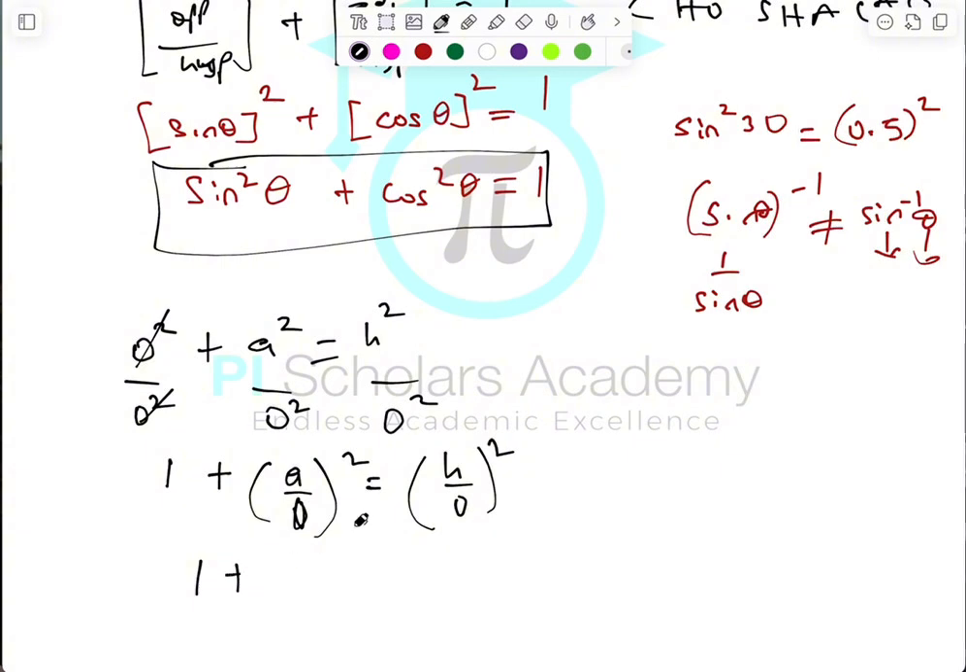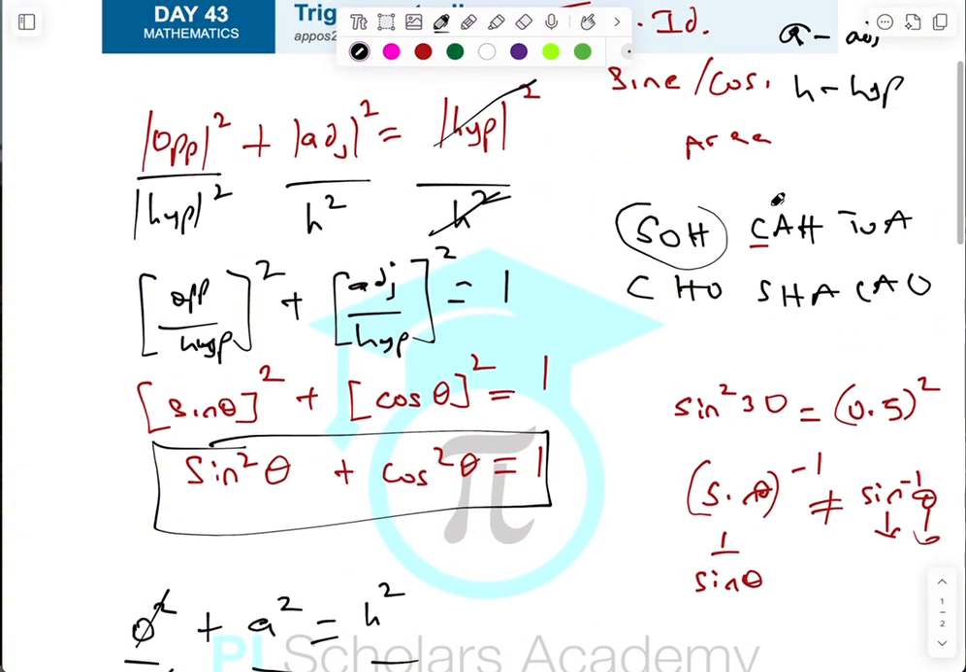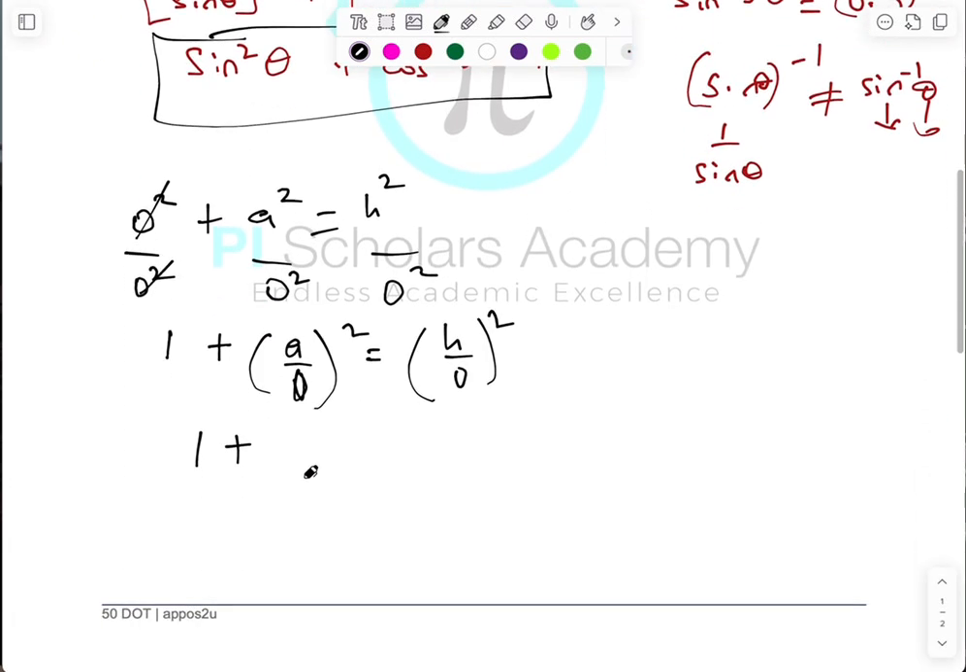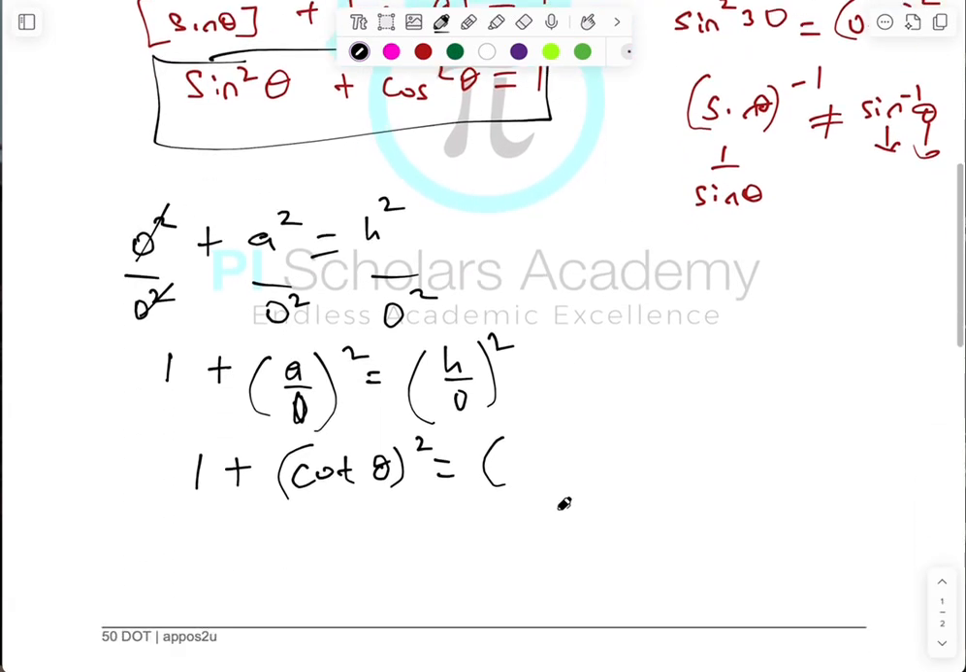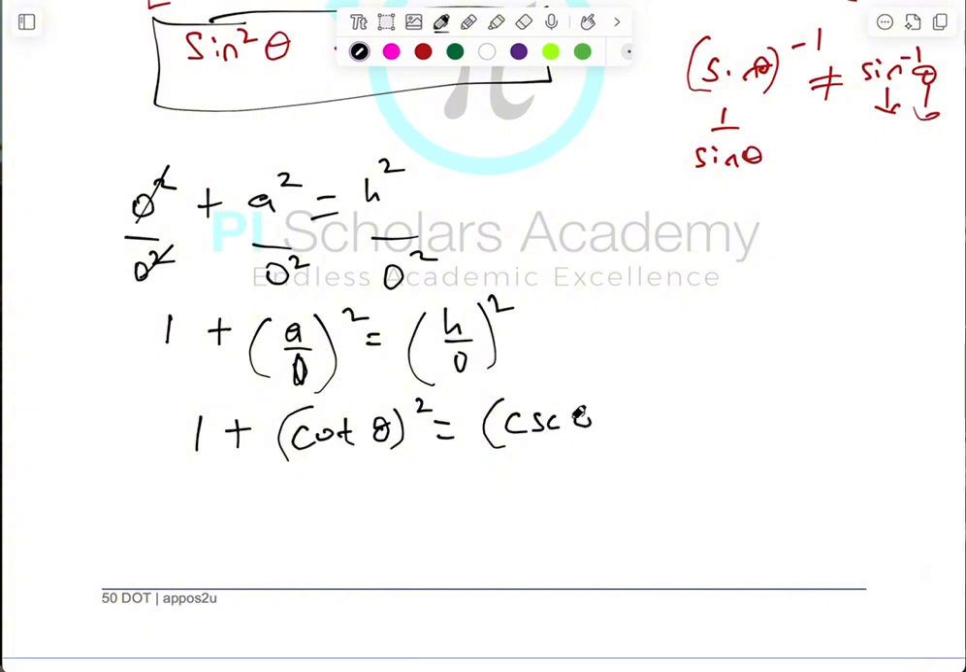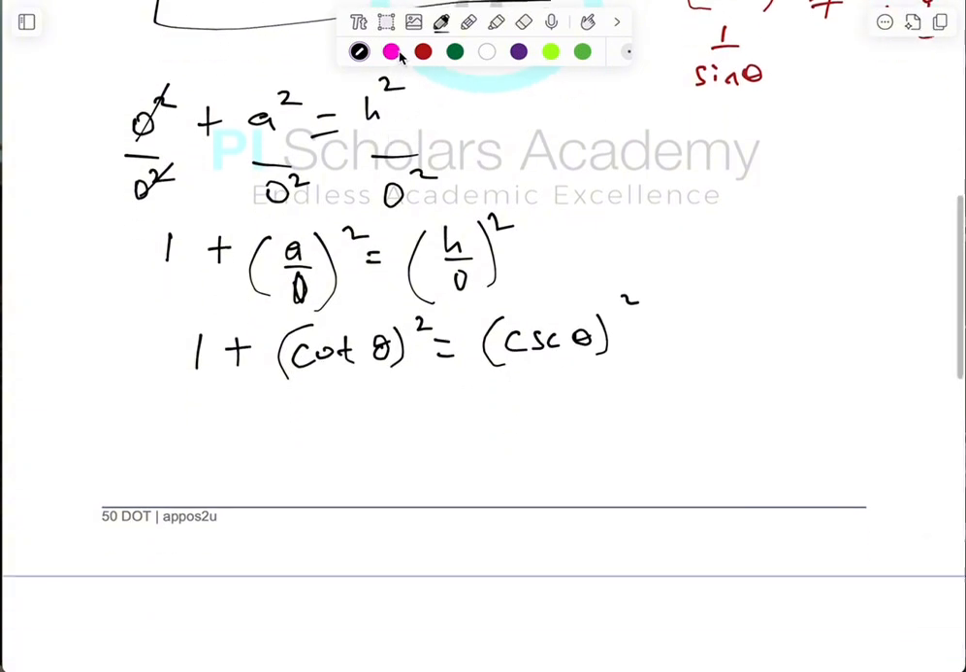So this will be 1 plus, now what is adjacent divided by opposite? That is the inverse trigonometric function, that is cotangent. So this is cot theta, then squared. Then what is h over o? That is hypotenuse divided by opposite. That is the inverse of sine, which is cosec. So cosec theta all squared. So another trig identity will be that 1 plus cot squared theta equals cosec squared theta.